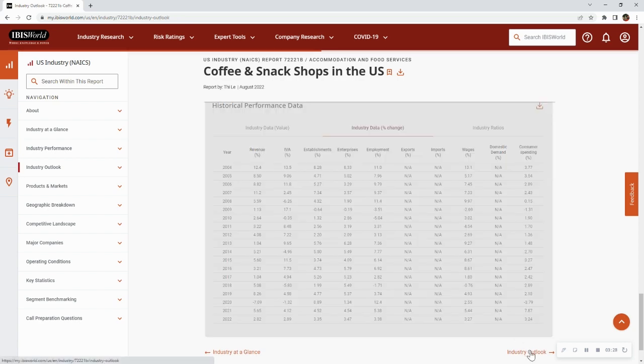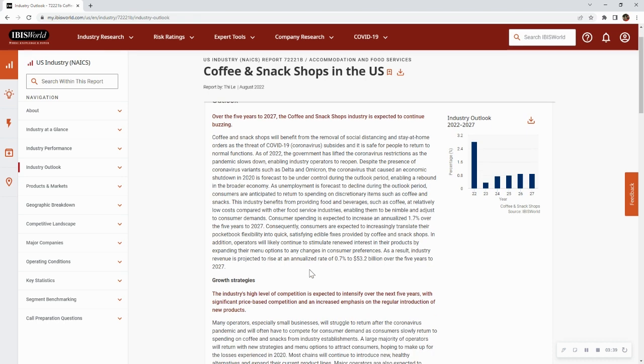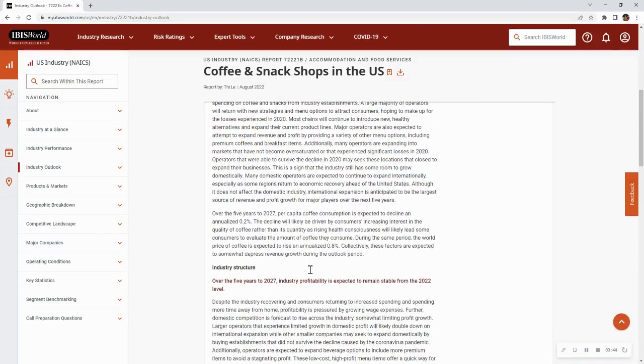The next chapter is our industry outlook chapter. And this is our proprietary forecasting model that looks ahead at the next 5 years. And I always suggest to audit professionals, take a look at what the businesses that you're auditing are projecting. What do their 3-year and 5-year numbers look like? And how does that align with the IBISWorld projections?